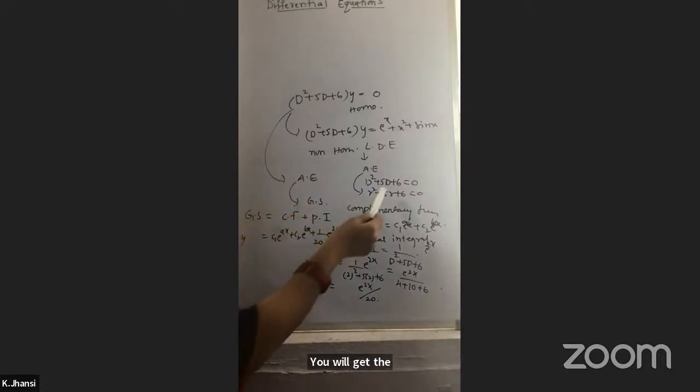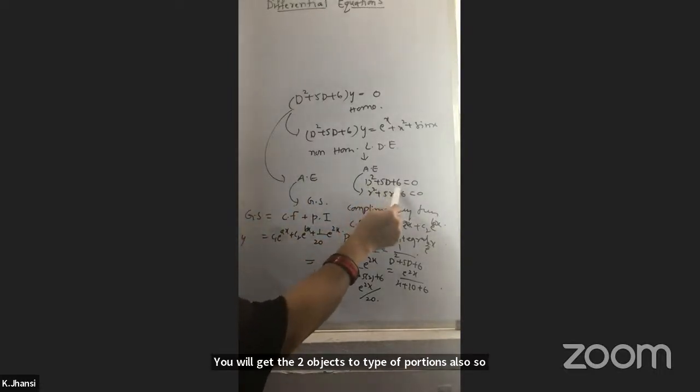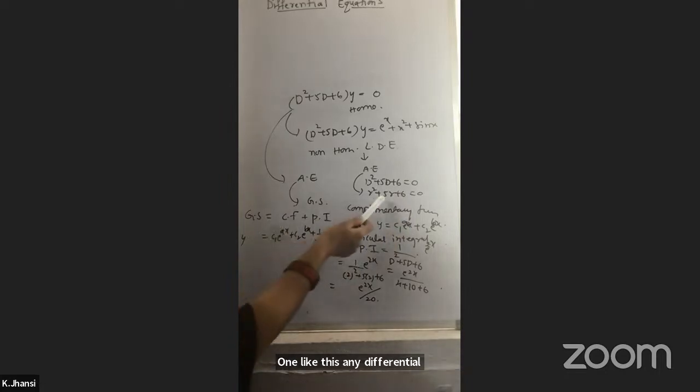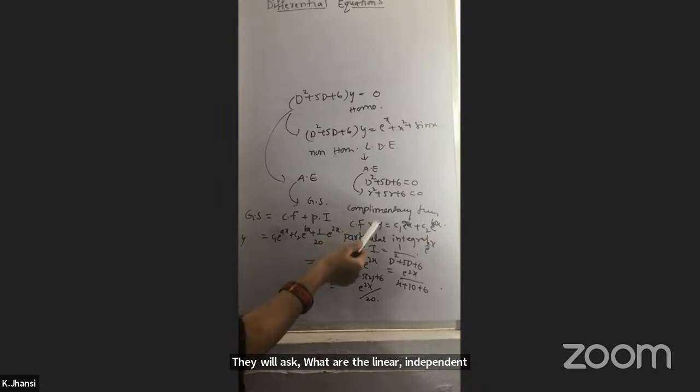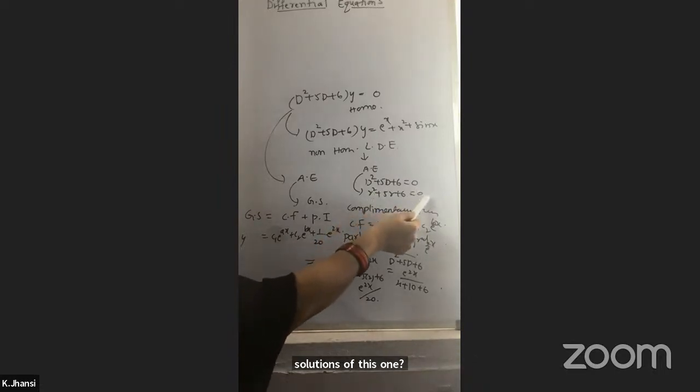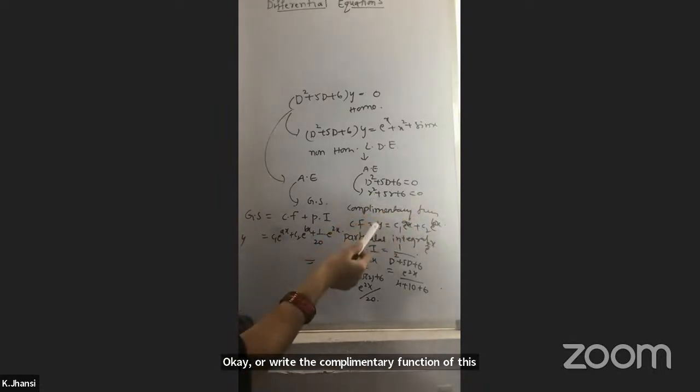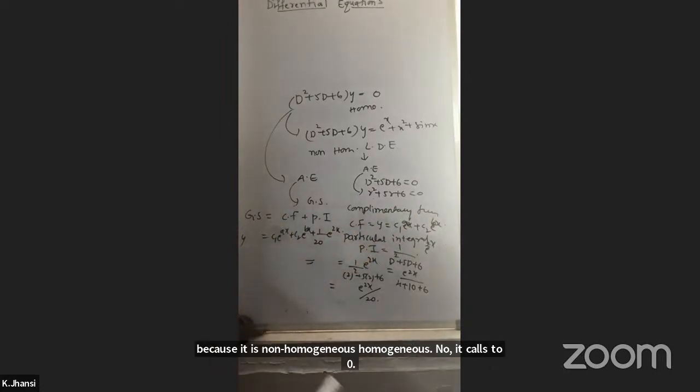So a simple one like this, any differential equation will be given. They will ask what are the linear independent solutions of this one, or write the complementary function of this one. Because it is homogeneous, it equals 0. You need to find only the roots and then we need to find only the complementary function.